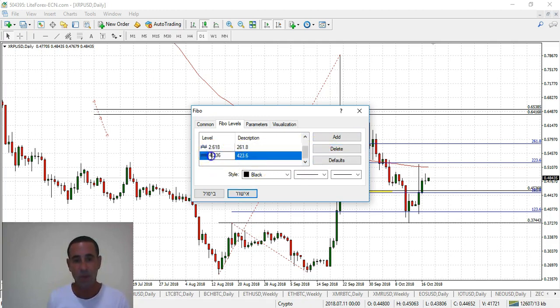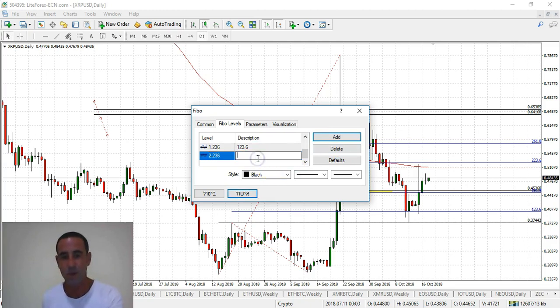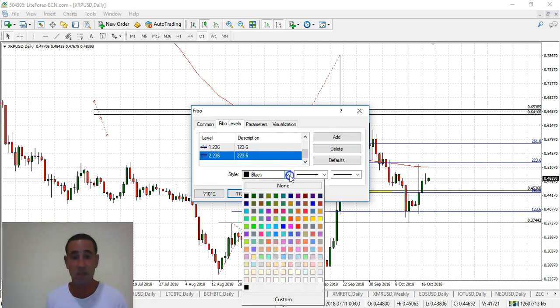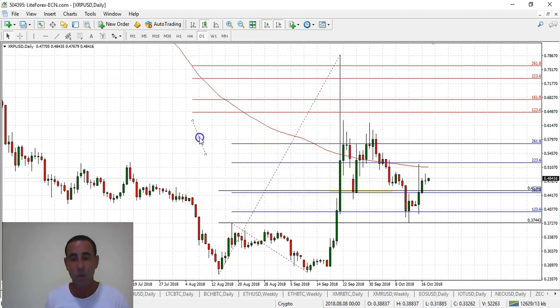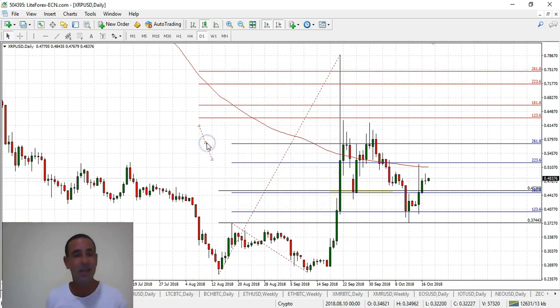Let me quickly pull out here the 1.236, right? And I only miss one more level, which is the 2.236. And I'm going to give it a different color. Let's say red. Just like that.